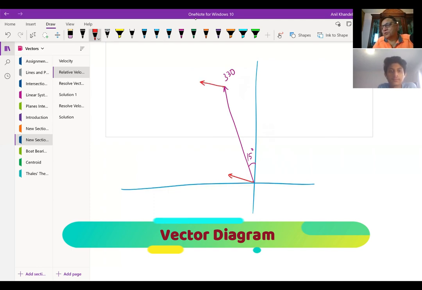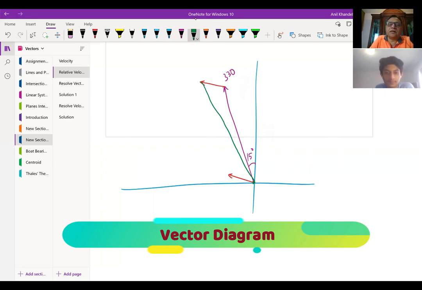We have to add these two, correct? So I'll show you two different ways of doing it. The resultant is basically connecting this point with the end point. So that is the resultant for us.